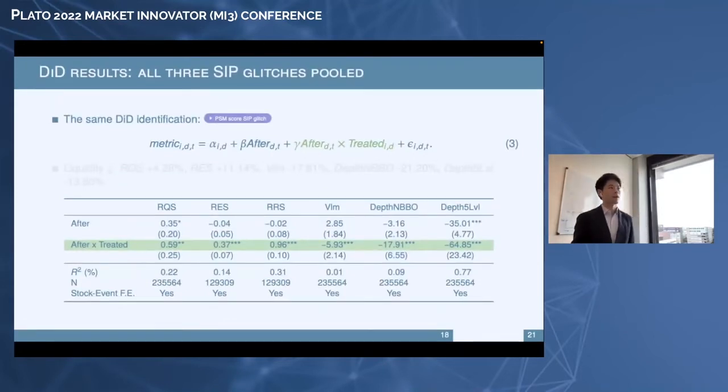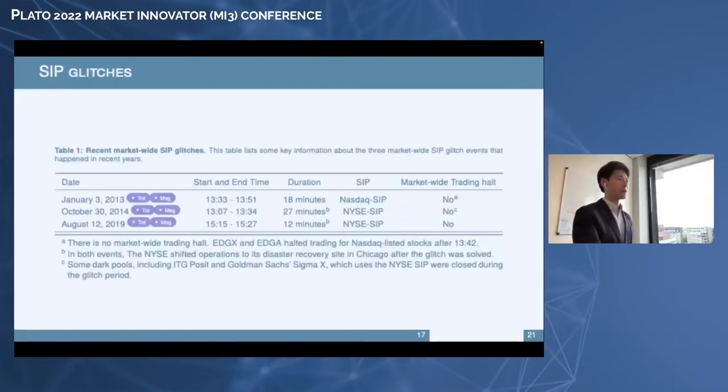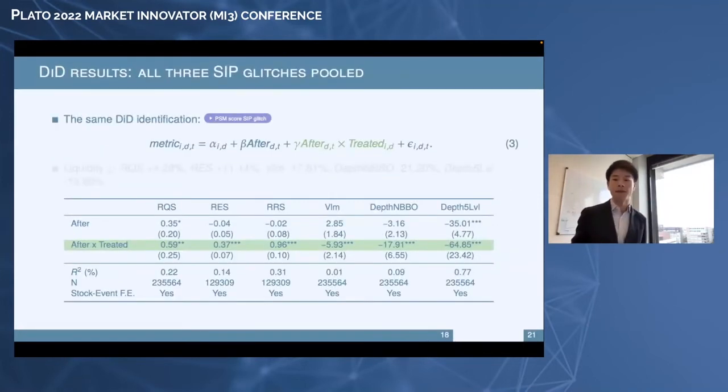Right, so the identification strategy is the same as before, because if you look at the glitch events, for each of them they only affect one SIP, right? The first event only affects the NYSE SIP, and the other two only affect the Nasdaq SIP. So when the NYSE SIP, for example, is affected, only NYSE stocks are affected in terms of their consolidated feed, but not the Nasdaq stocks. So I have natural control and treatment groups where I can do, again, a diff-in-diff. Essentially, I first pool all three events and look at whether the affected stocks experience liquidity deterioration, which is the case here.